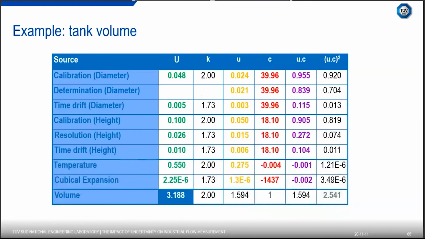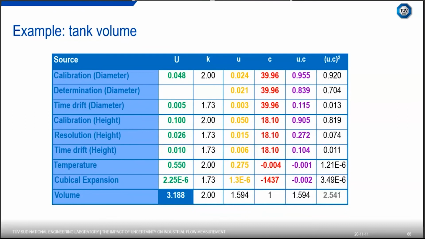So how does this work in practice? If we go back to the example of the tank volume, the first example, this is the slide from the first example. All of these values have been assumed to be uncorrelated, and we get an uncertainty in the volume of 3.188, which was before.